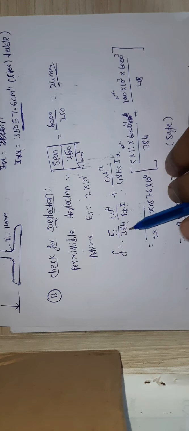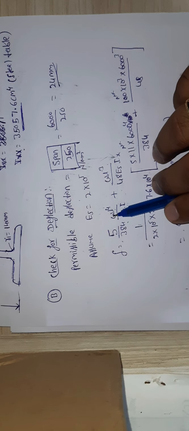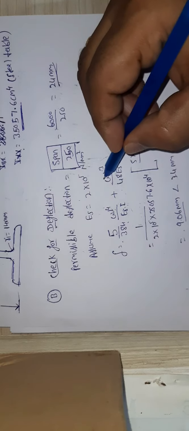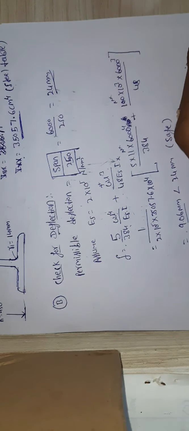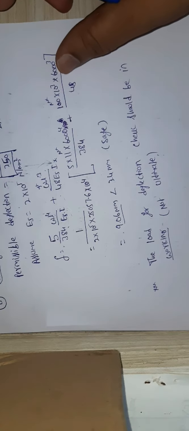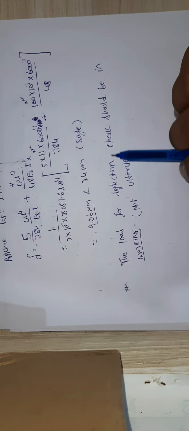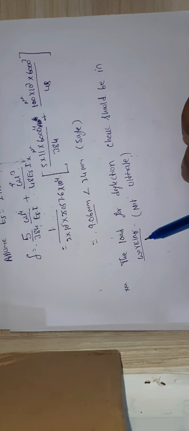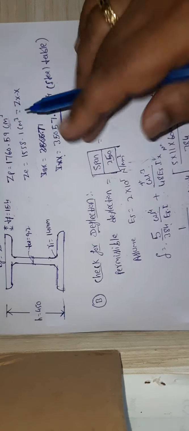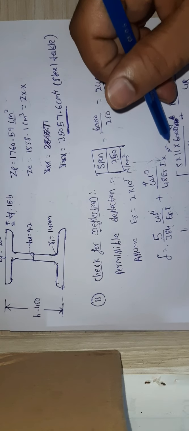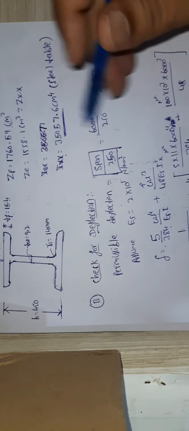You need to add both deflections. Please remember here W, what you have to take? W you need to take here, please, this is star marked. So W you need to take, what is the W? W should be the working load. Please remember the load for the deflection check should be the working load. So please remember, you need to consider working load, not ultimate load. Please remember guys, again and again I'm telling you, you need to select the working load.